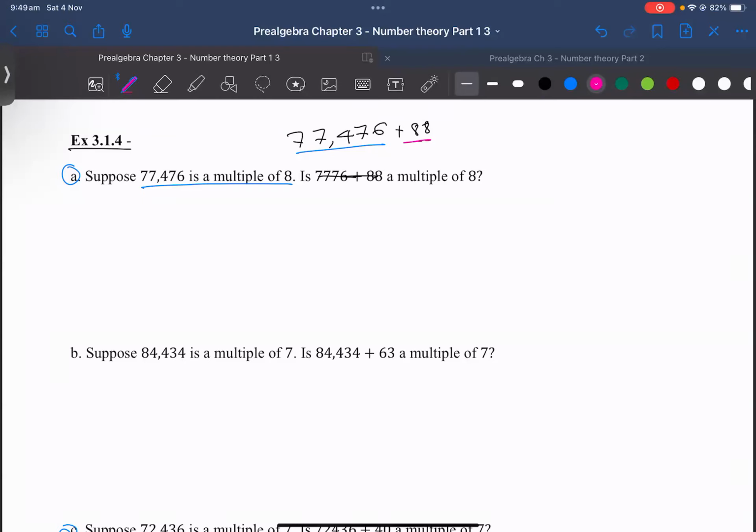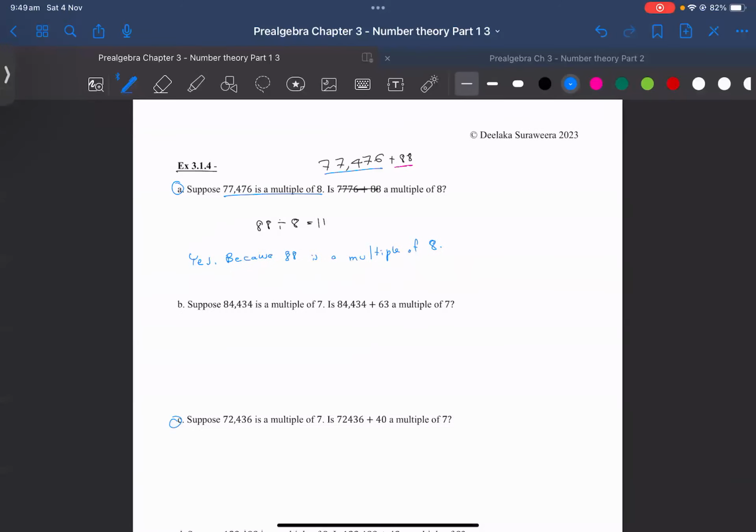All right. So if you do 88 divided by 8, that's 11 with no remainder, because 88 is 8 times 11. That means 88 is a multiple of 8. Therefore, the answer is yes, because 88 is a multiple of 8. We don't need to check the first number, the big number, because it's already given to us. We only need to check the second number, and because it's a multiple of 8, the whole thing is a multiple of 8 as well.